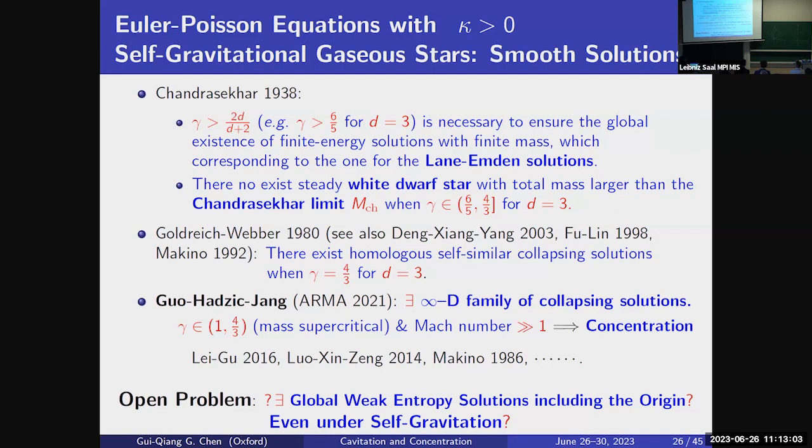On the other hand, he even proved that for gamma bigger than 6/5 but less than 4/3, generically you also cannot find a solution unless the total mass is less than the Chandrasekhar limit, some number. Then you can guess, okay, you cannot get a solution. Now for the time-dependent problem, this issue actually can be understood very well now.